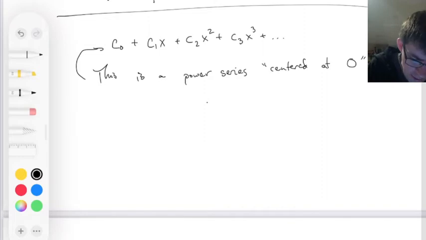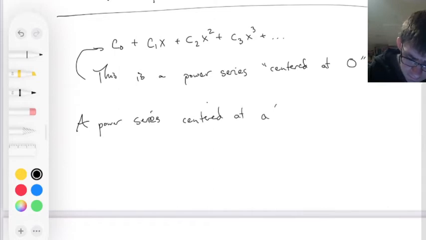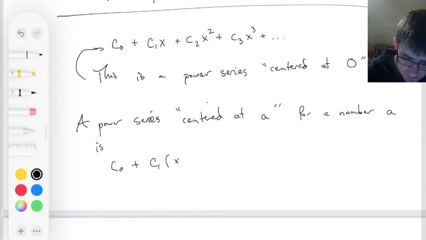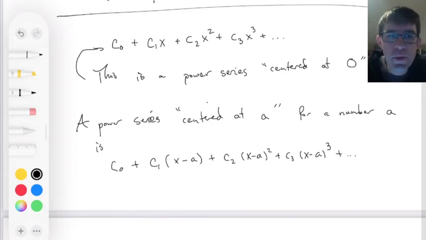But let me just tell you, I will say a power series centered at some other number a, for a number a, is something that looks like this. It still has a constant, but then instead of powers of x, it's powers of x minus a. It turns out for certain situations, it is useful to do a power series where instead of powers of x, you have powers of x minus a.